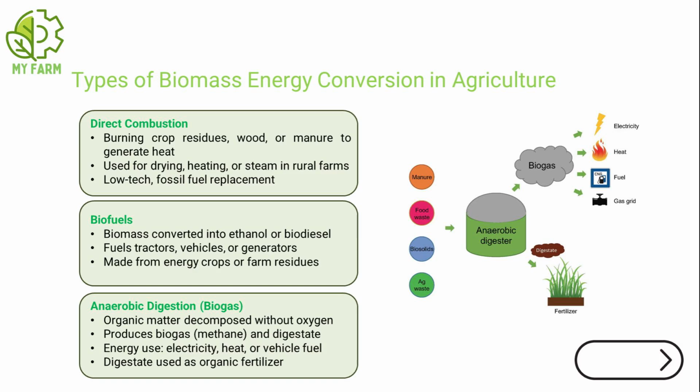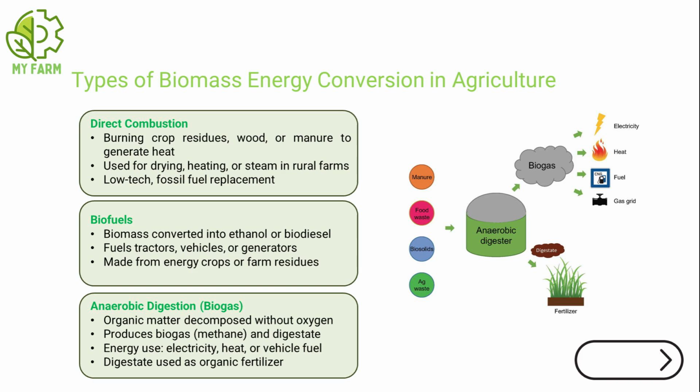In this section, we will examine the primary methods of converting biomass into usable energy on farms. Understanding these methods is critical for farmers who aim to optimize energy use, reduce costs, and enhance sustainability. The three main types of biomass energy conversion are: direct combustion, anaerobic digestion, biogas production, biofuel production. Each method has unique applications, advantages, and considerations, which we will explore in detail.